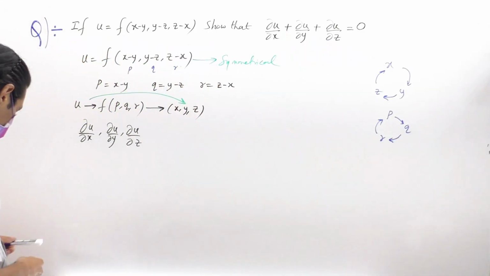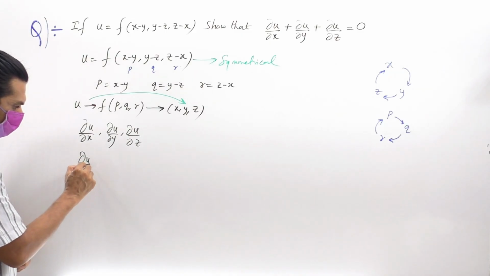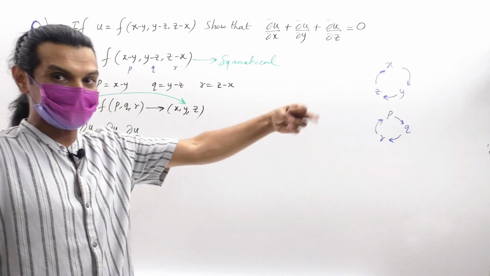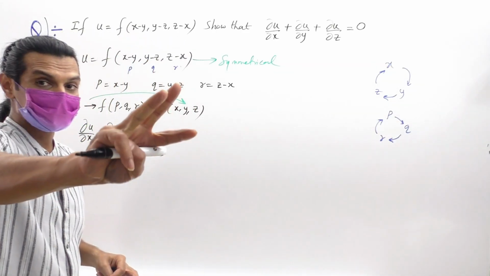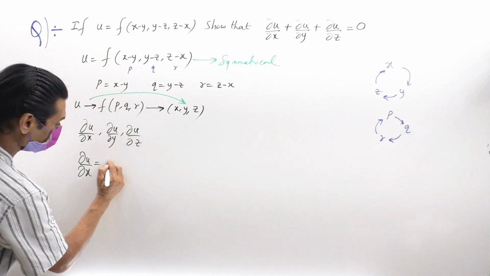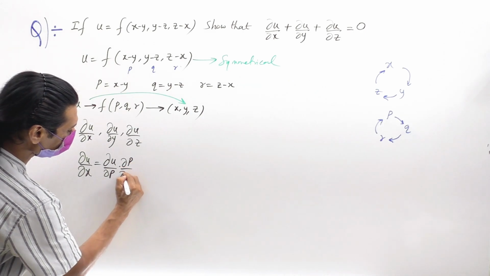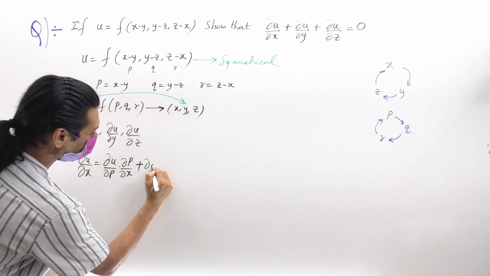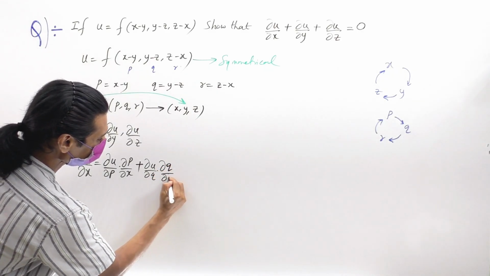So as I told you, we will find dou u by dou x first. I have given the formula earlier, please refer to that at the beginning. For dou u by dou x, with p, q, r as the 3 children, dou u by dou x equals dou u by dou p into dou p by dou x, plus dou u by dou q into dou q by dou x.